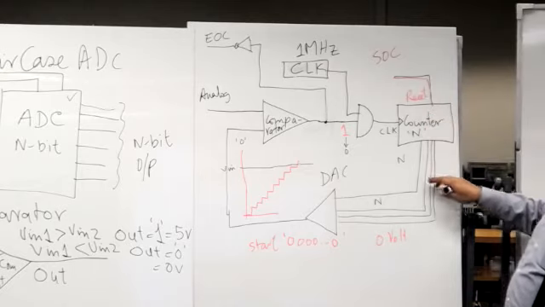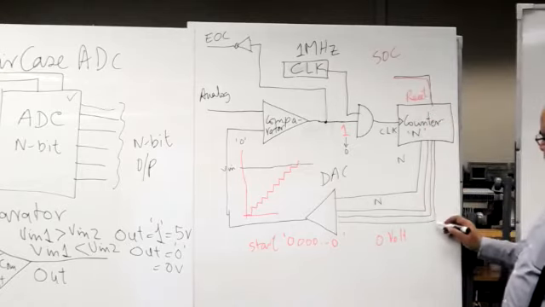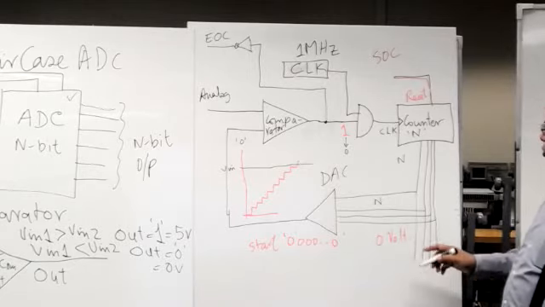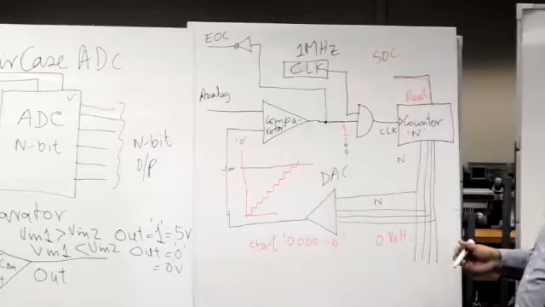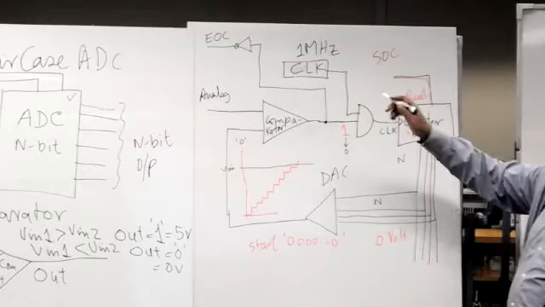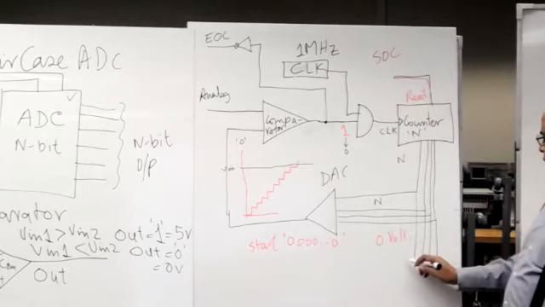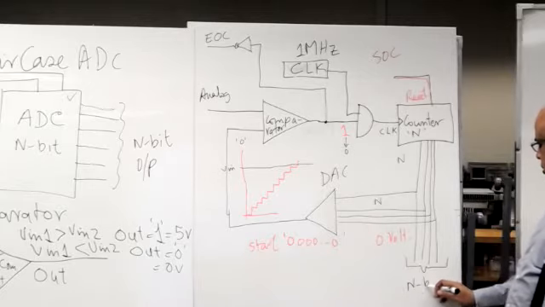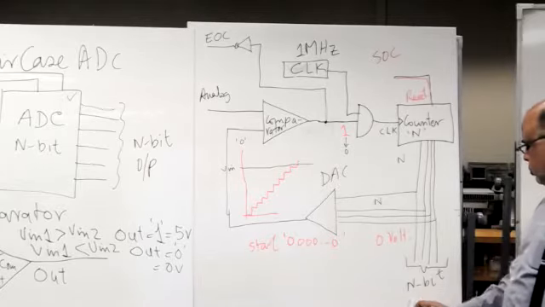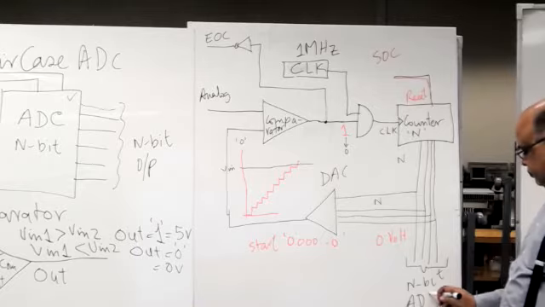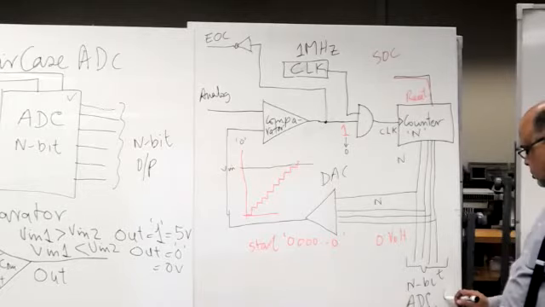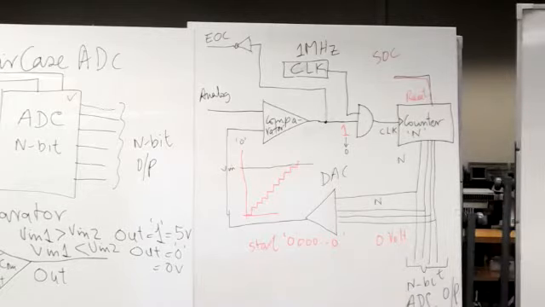So counter output stops. At that time, you wait for the output to become low. When NOC becomes high, then you can read this output. This is N bit ADC output. नजर आ रहा है ना इधर? So this will be then your N bit ADC out.